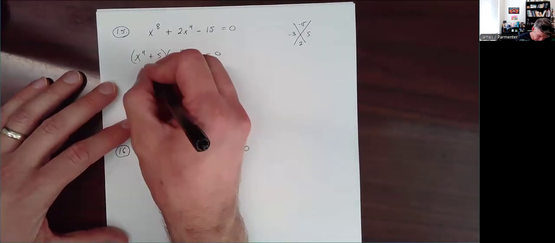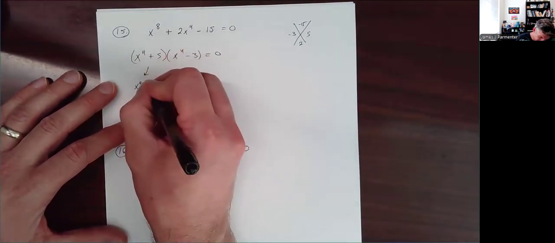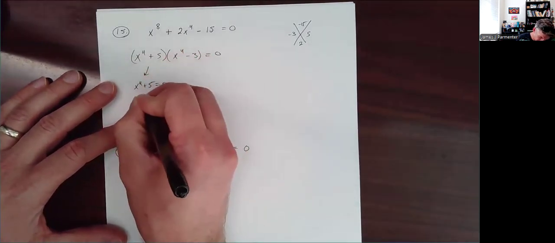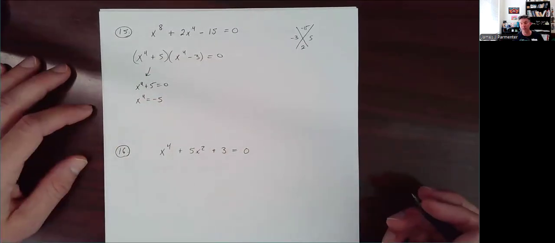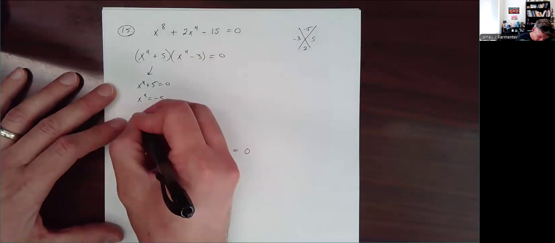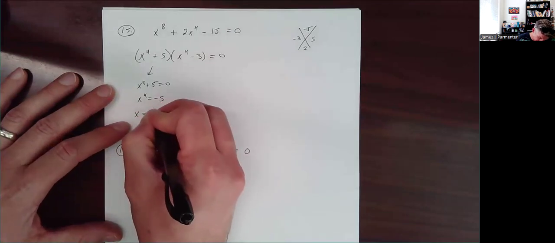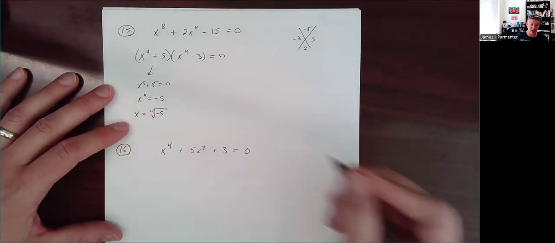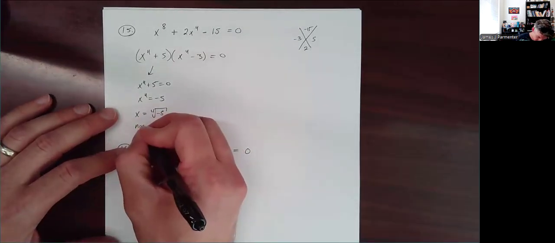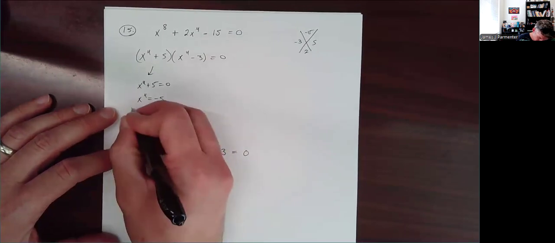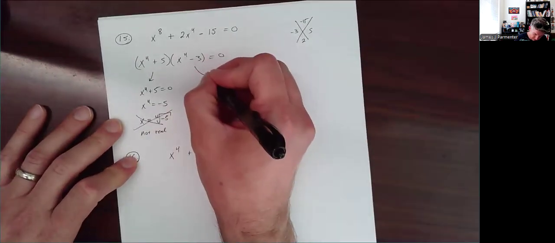So setting each of these equal to 0, I get x to the 4th plus 5 equal to 0, which means x to the 4th equals -5, and x to an even power can't equal a negative number. Or alternatively, x equal to the 4th root of -5. We can't take an even root of a negative number. That's not real.